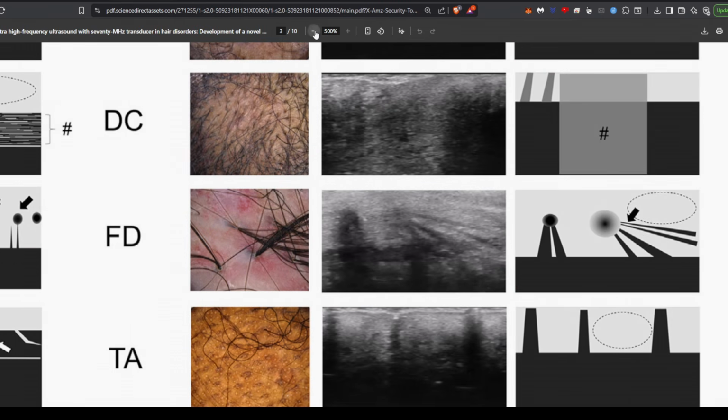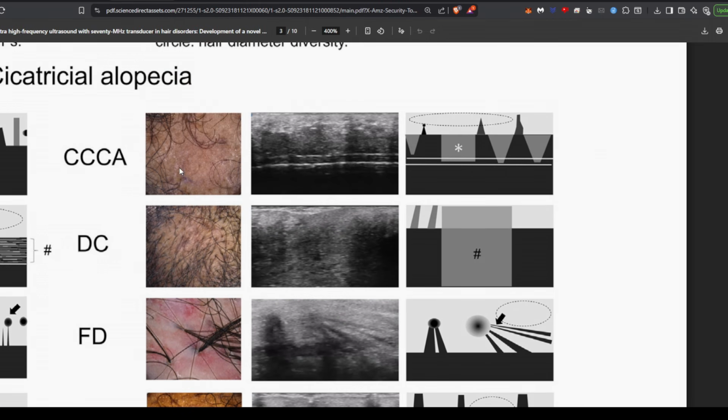Now let's move over here. CCCA, I think it's, let's see if I remember this. Central cicatricial alopecia. I don't know. You guys put it in the comments section. It's something like that.